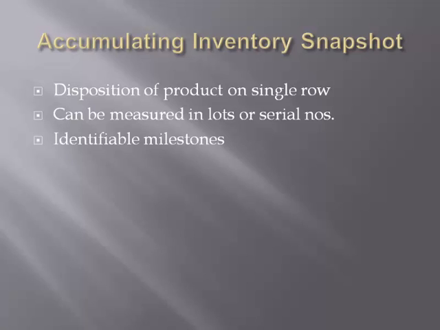Also, this model has identifiable milestones. These identifiable milestones could be different dimensions, such as date. For example, on Tuesday, the lot could come into the warehouse. On Wednesday, the lot is inspected in the warehouse. And on Thursday, the lot leaves the warehouse. And all these processes would be on a single row.